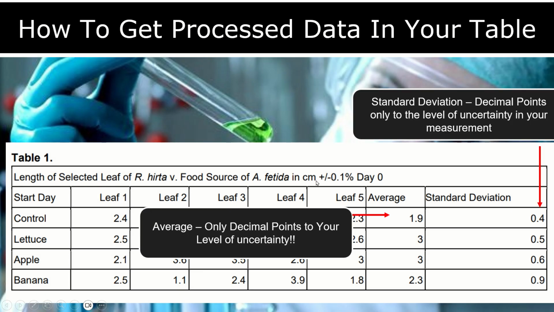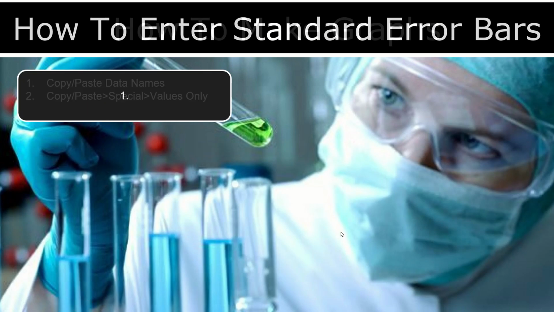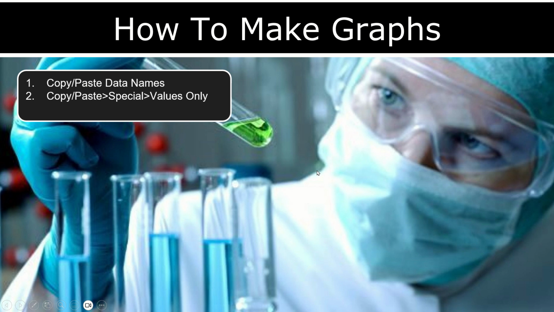Okay, so as we said in our last video, your process data has to match in terms of significant digits, a.k.a. decimal points, which should match what you collected for your data, and also your levels of uncertainty. So now that you have your process data, it is time to learn how to make your graphs.